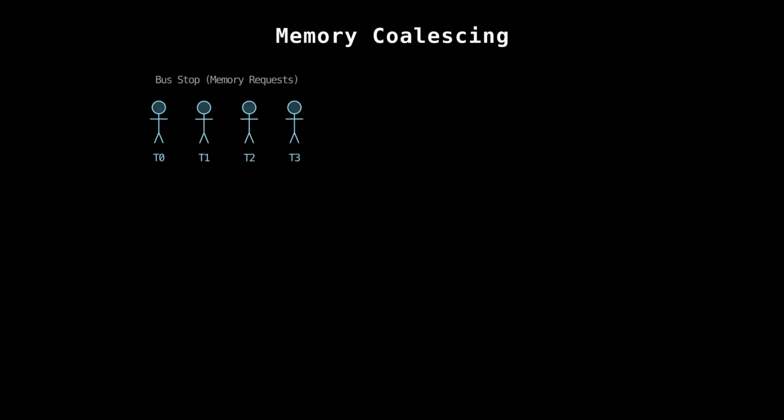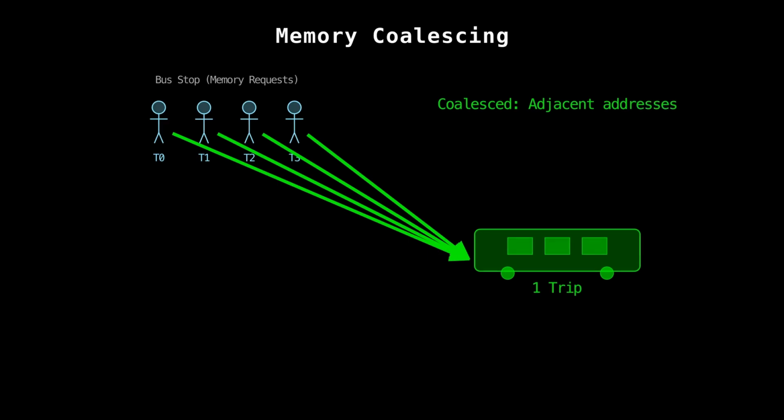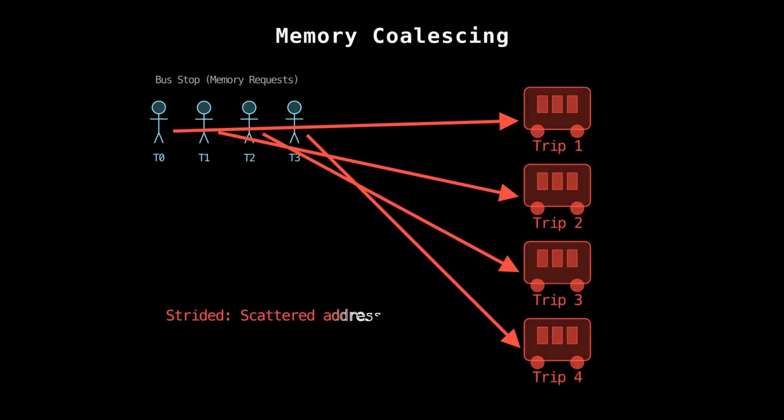Now, let's start with something familiar. Picture this: four threads are waiting to grab some data, like passengers at a bus stop. If all of them have the same destination, they can use a single bus. But what if everyone has a different destination? They each have a different bus to catch.